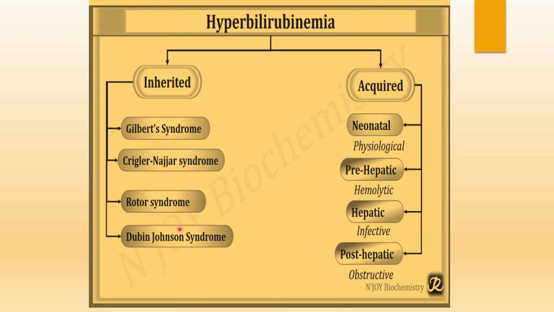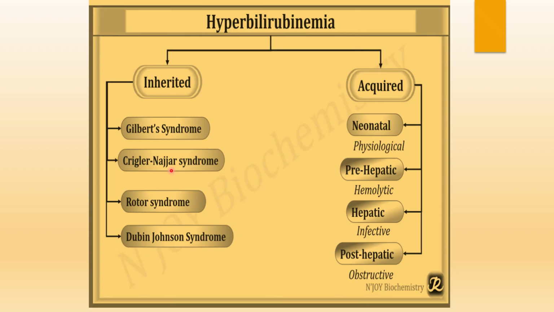So Gilbert disease, initially it was believed to be due to a defect in uptake of bilirubin by the liver, but now it is clear there is a mutation in the promoter region of the UGT1 gene, and this leads to inefficient uptake of bilirubin by the liver. So a lot of unconjugated bilirubin starts rising in the blood.